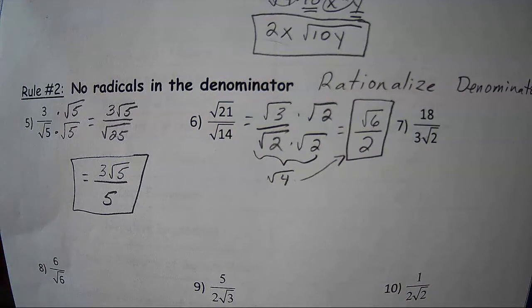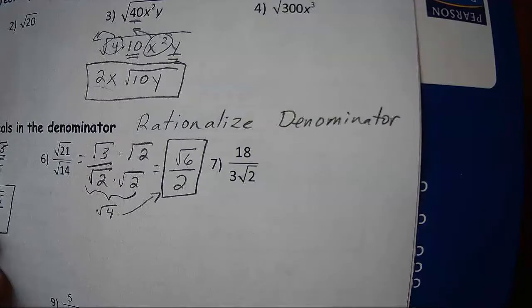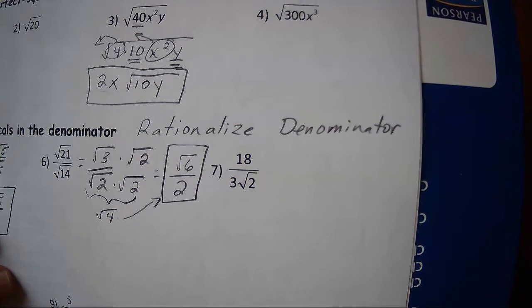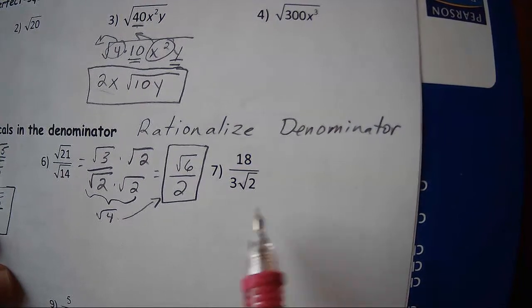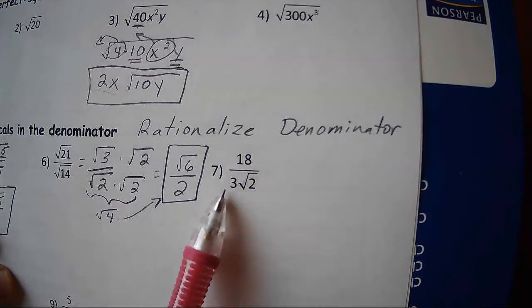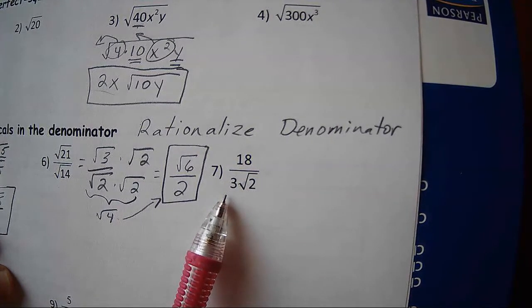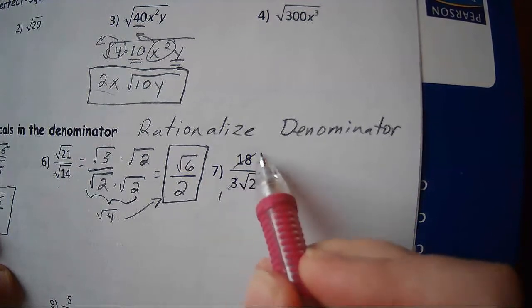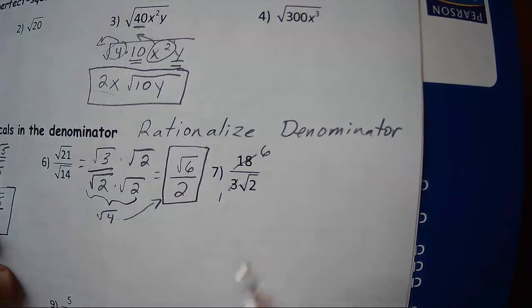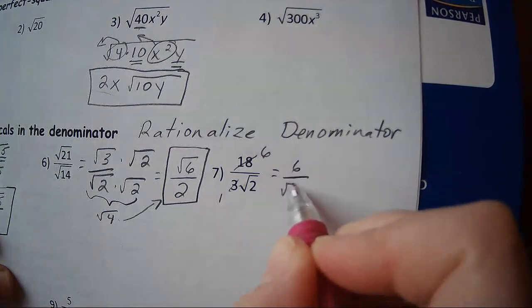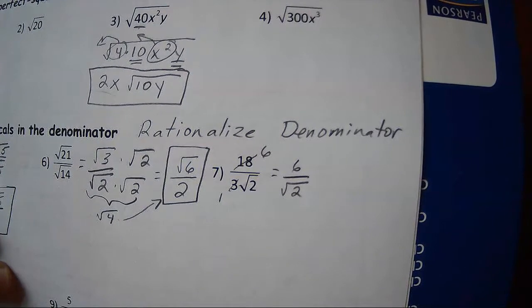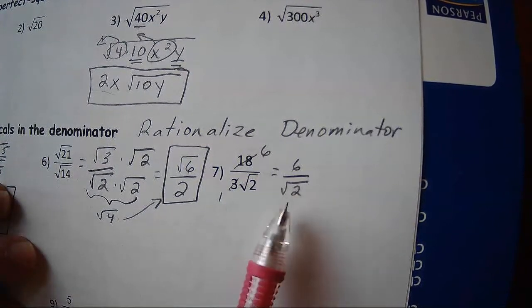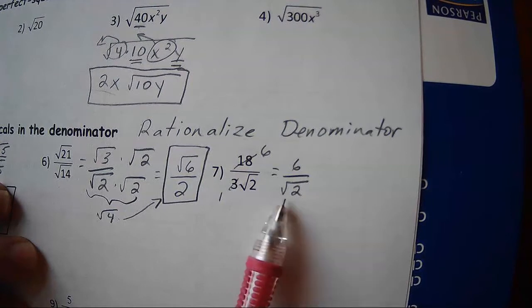All right, so now I'm going to move down to one that's a little bit different. Let's look at number 7, and I'm going to explain number 7 to you guys. On number 7, if you see on your notes, the whole numbers had already been reduced: 3 goes into 3 one time, and 3 goes into 18 6 times. So now I'm looking at 6 square root 2. That's what it reduces down to. Now I've simplified it, but I've got to rationalize the denominator. I need to get rid of that square root of 2 in the denominator.